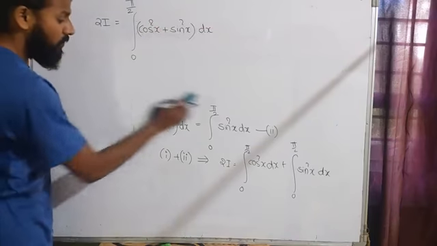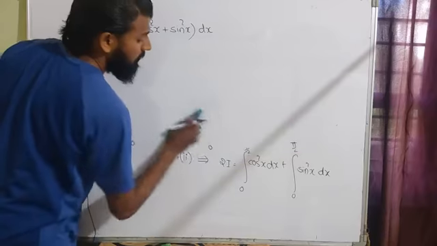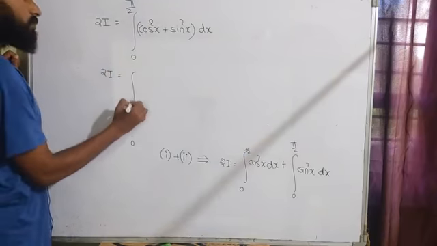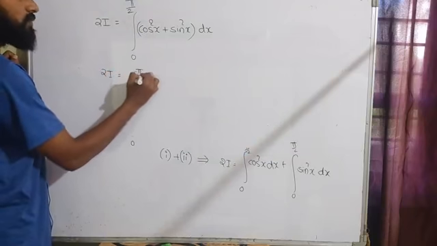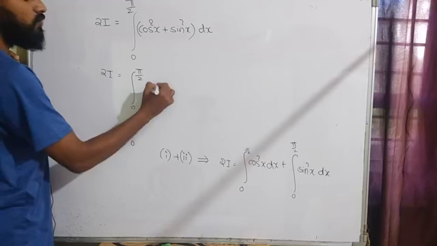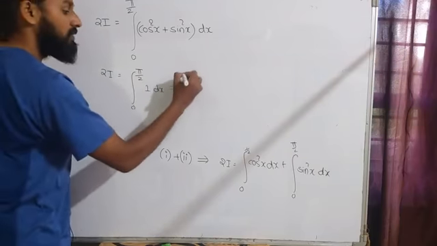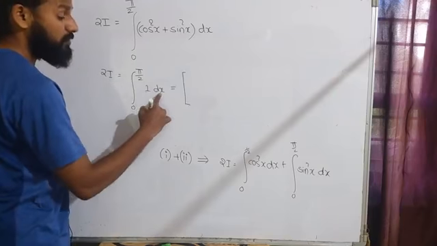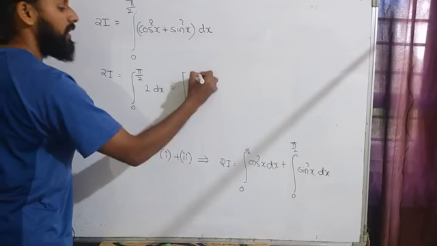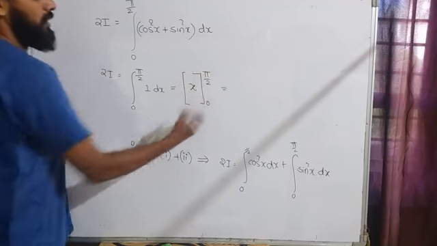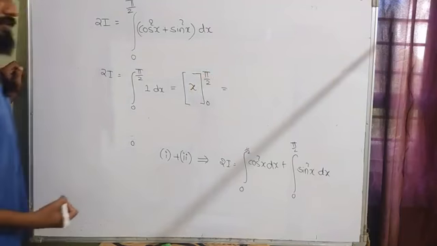Yeah. So now, my dear friends, 2I is equal to integral from 0 to pi by 2. What is sin square plus cos square? That will be 1, because we know it from the basics, isn't it? Now what is integration of 1 with respect to x? It will be x from 0 to pi by 2, and that's how we got the integral.